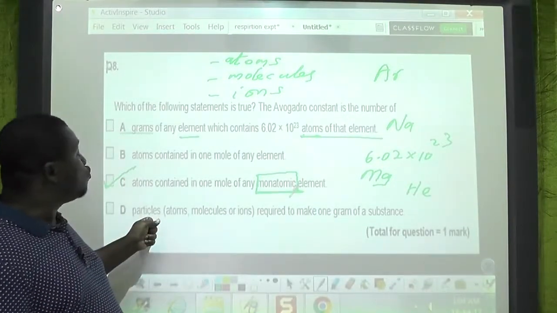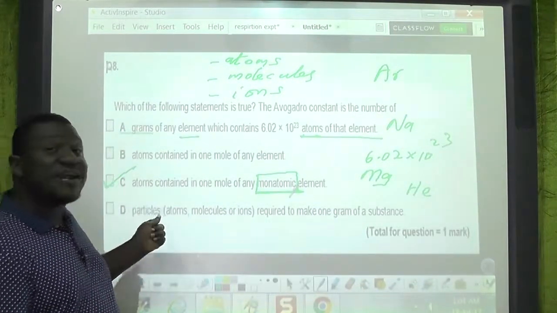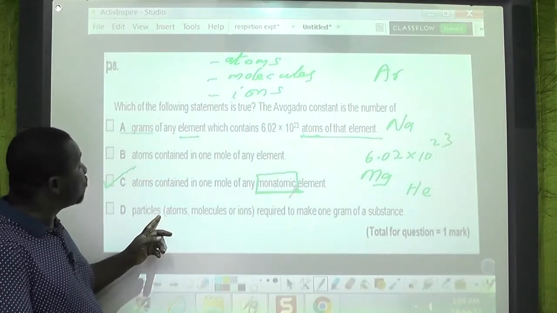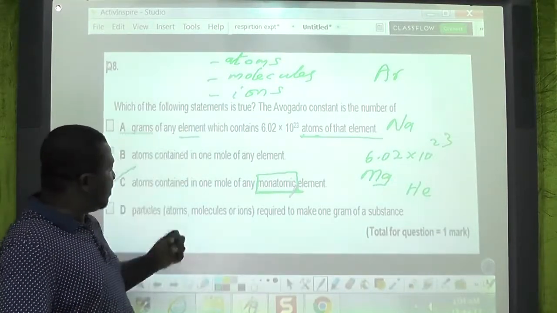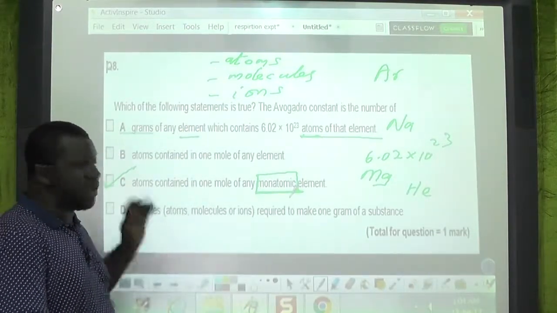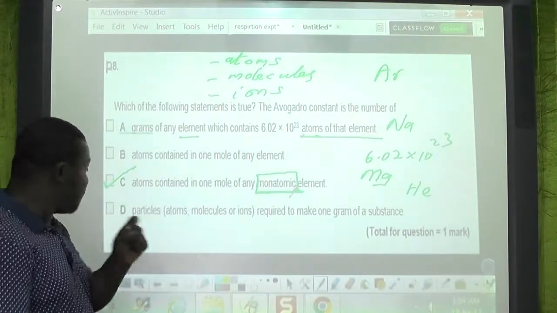Now, particles. This is another tricky one. Students will see this because we say atom, molecule, or ions here. They'll see atom, molecule, and ion is here, so it's the correct answer. You have to be very careful.